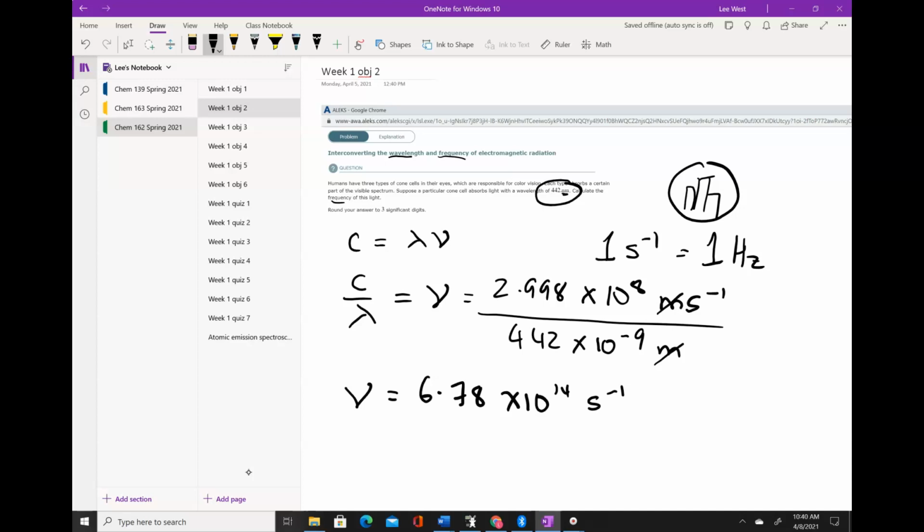And typically this is visible light. It's going to be down at the blue end of the spectrum. And typically these photons are around 10 to the 14 hertz. So we kind of know that we got it right there. Okay.